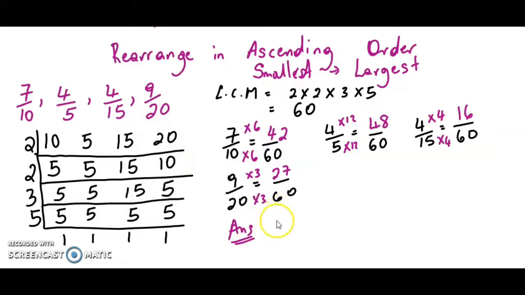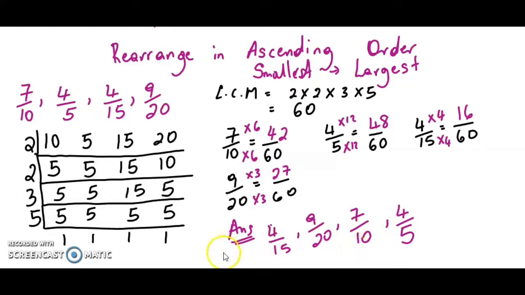So my first fraction will be from the smallest, that would be 4 over 15, and then 9 over 20. And the next one would be 7 over 10, and the next one would be 4 over 5. So that would be your answer for rearranging from the smallest to the largest.